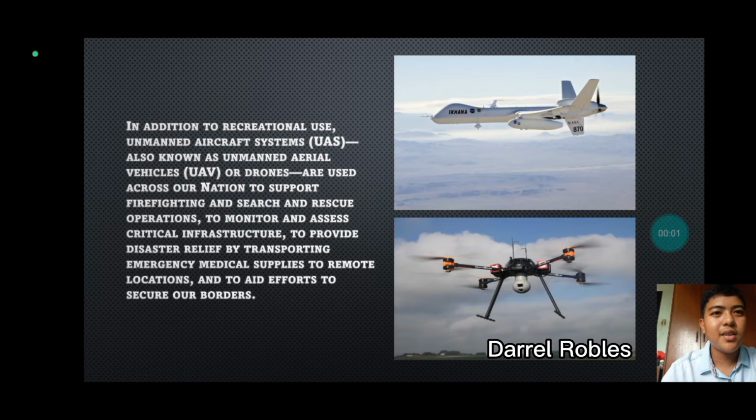And other devices used in Homeland Security. In addition to recreational use, unmanned aircraft systems, or UAS, also known as unmanned aerial vehicles, UAVs, or drones, are used across our nation to support firefighting and search and rescue operations, to monitor and assess critical infrastructure, to provide disaster relief by transporting emergency medical supplies to remote locations, and to aid efforts to secure our borders.